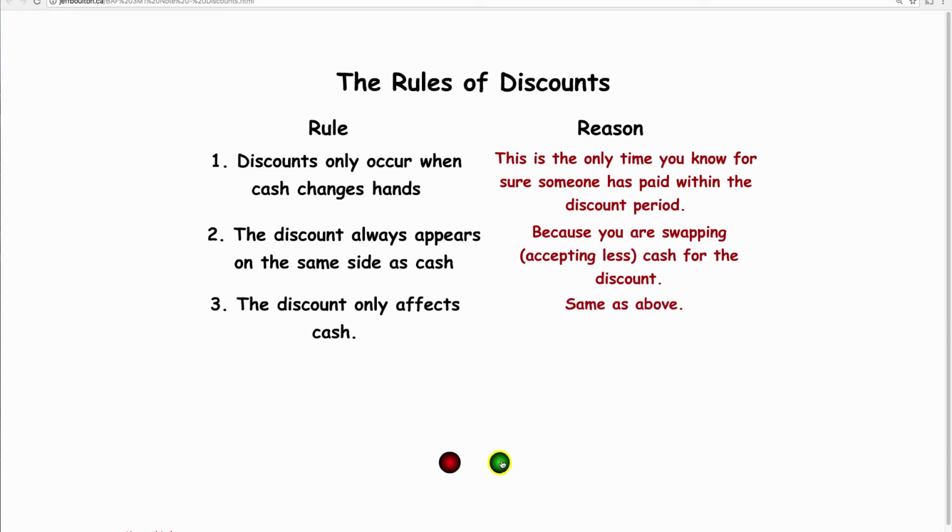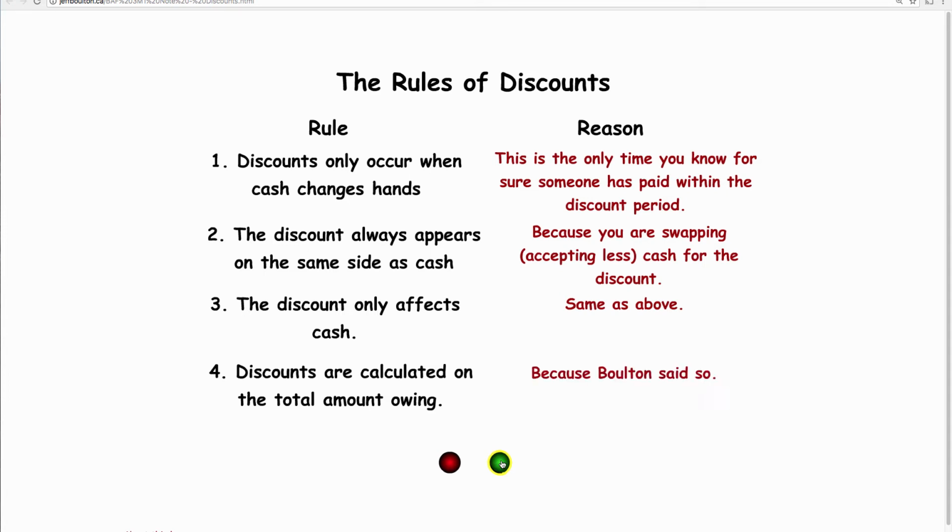The last rule is my rule. Discounts are always calculated on the total amount owing because I said so. Now, this isn't always true, but the real rules are much too complicated. It's often true, though. But in this course, with me, discounts will always be calculated on the total amount that is owing. So in other words, if you owe $1,000 and the discount is 1%, and that 1,000 is with all the taxes and everything included, then you calculate your 1% discount on the total amount owing, including taxes and everything. That's how we do every transaction in this course so that we don't get confused.